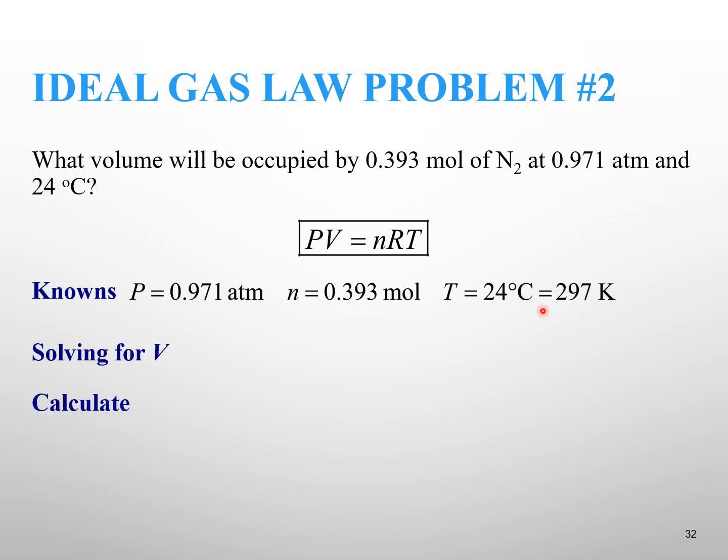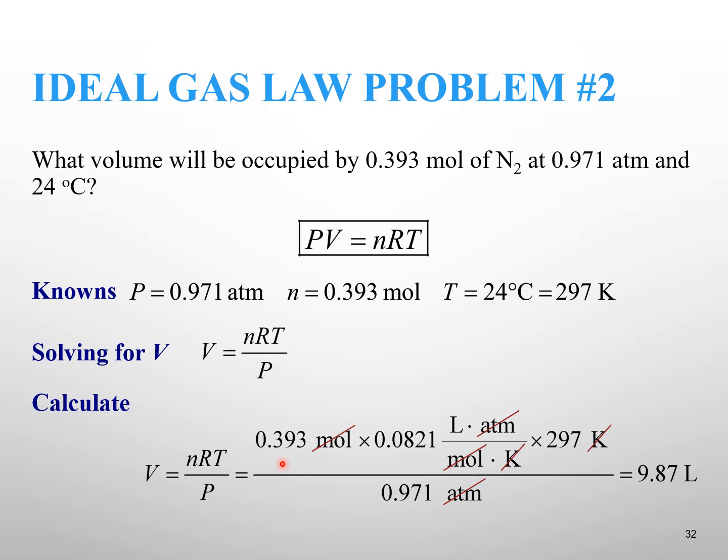So we convert it to Kelvin, plus 273, you get 297 Kelvin. We can keep the moles and we can keep the P. We want to solve for V, so V equals nRT over P. Just plug it in. All our units again will cancel off, and what's left over is liters, so 9.87 liters will be our answer. If you do this in your calculator, you take 0.393 times 0.08201 times 297 divided by 0.971, and you should get 9.87.